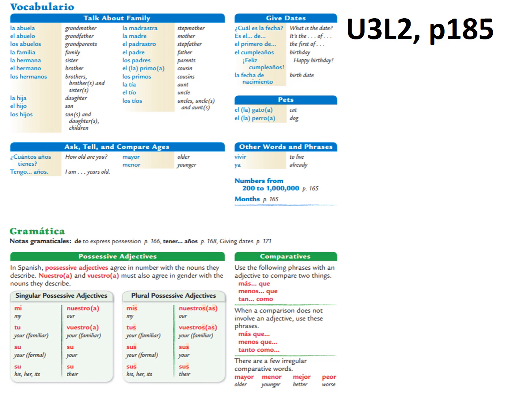La madrastra, stepmother. La madre, mother. El padrastro, stepfather. El padre, father. Los padres, parents. El primo, a male cousin. La prima, a female cousin. Los primos, cousins. La tía, aunt. El tío, uncle. Los tíos, uncles, uncle and aunt, uncles and aunts, etc.